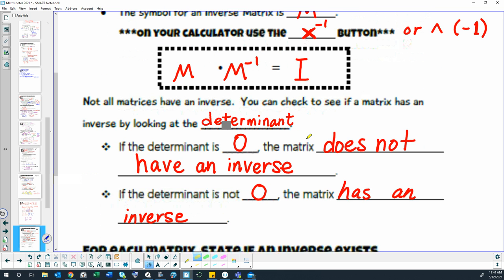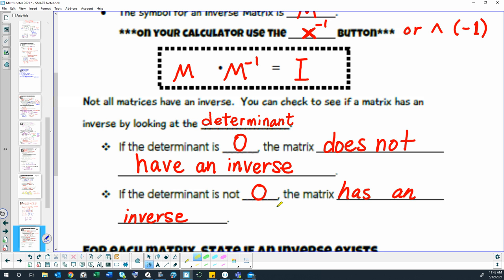Now here's where the determinant is going to fit in today. Not all matrices have an inverse. You can check to see if a matrix has an inverse by looking at the determinant. That's another thing we learned last time. If the determinant is 0, the matrix does not have an inverse. If the determinant is not 0, then the matrix has an inverse.